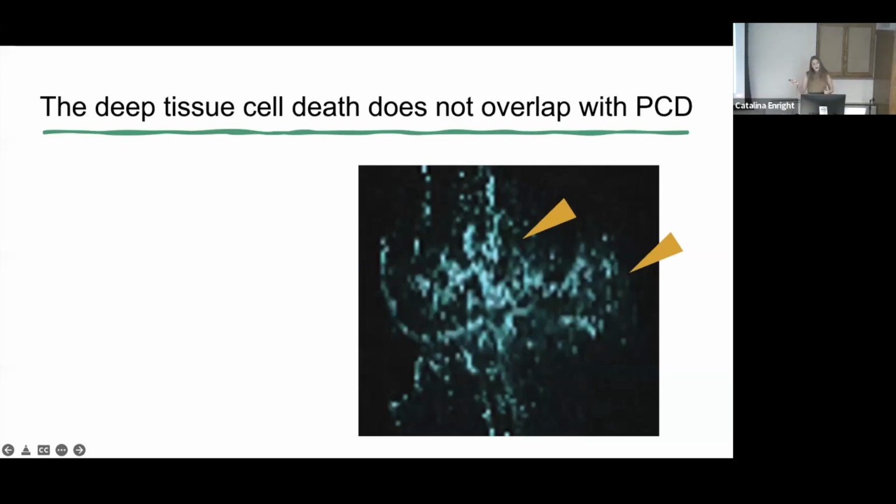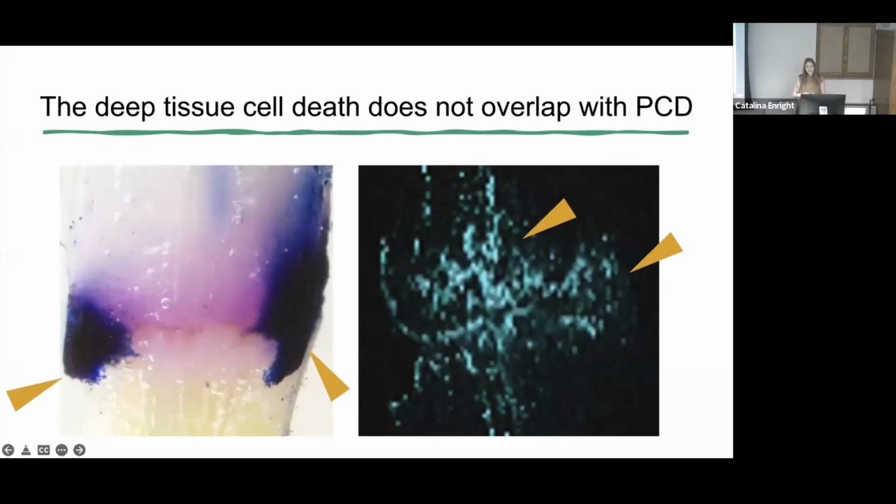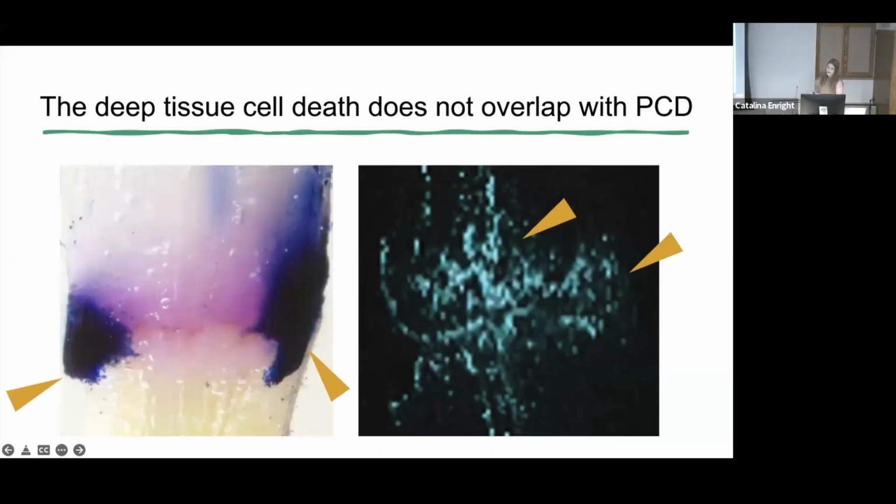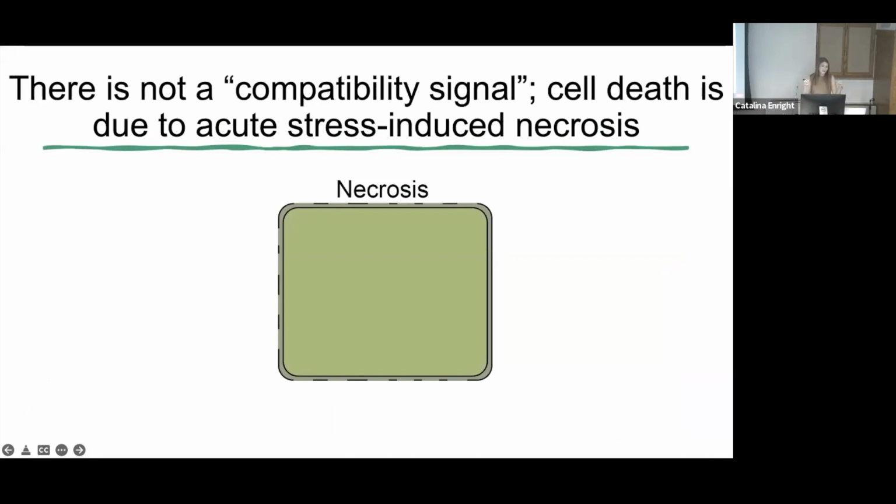So deep tissue cell death does not overlap with the programmed cell death present in the graft junction. The programmed cell death is present not only in the callus on the edges, but also in the tissue near the vasculature. This is not what we see in the deep tissue cell death, where these areas of death are very, very consistent on the outside. So the death that we see in tomato pepper grafts is not due to programmed cell death, despite the fact that programmed cell death is occurring in the graft.